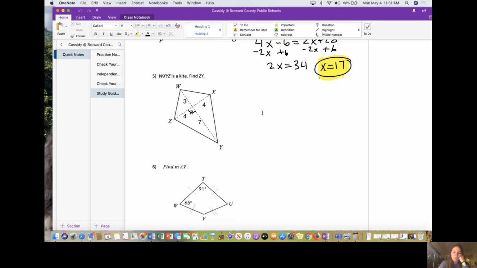It'll show up in a second. There it is. So I'm going to put my little right angle there. Now, if you look, there is a nice little right triangle right there.